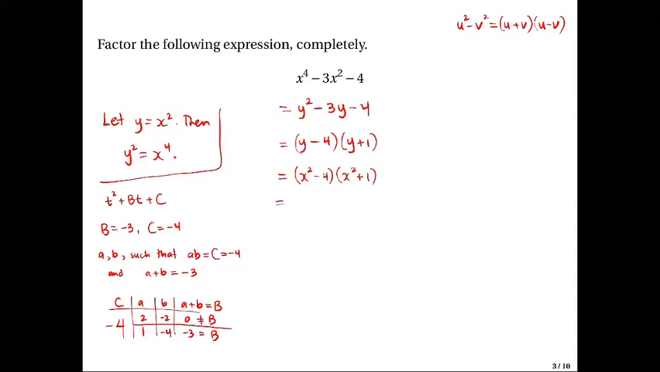So using the difference of two squares formula, we'll have x minus 2 times x plus 2. And of course, you still have that x squared plus 1. So this is the complete factored form of x to the 4 minus 3x squared minus 4. Okay?